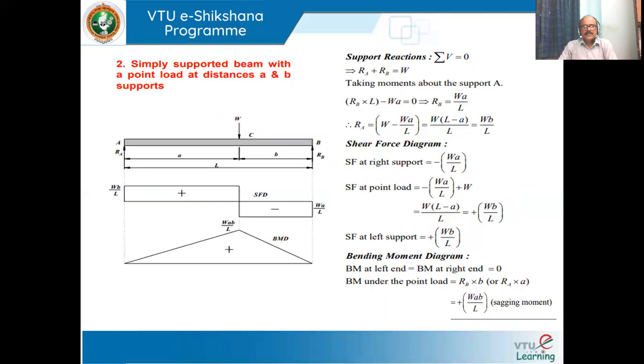Next, let us consider a simply supported beam with a point load at distances A and B from the supports, or it can be L1, L2. We can also call it eccentric loading. The load will not be acting at the center. So the load will be acting at a certain distance from the support, but not exactly at the center. In such cases, we have to make use of that.